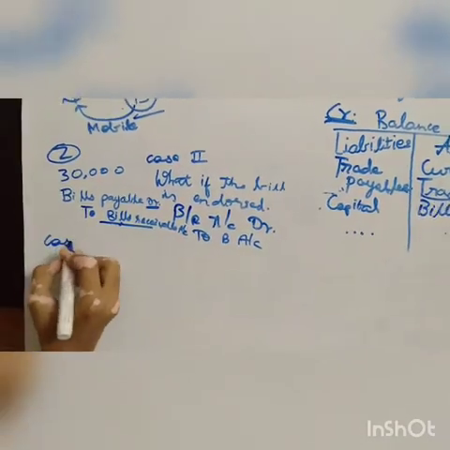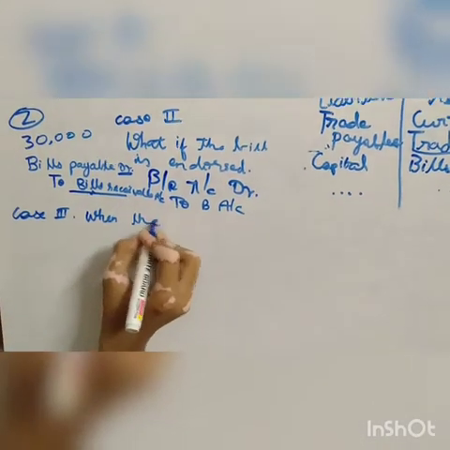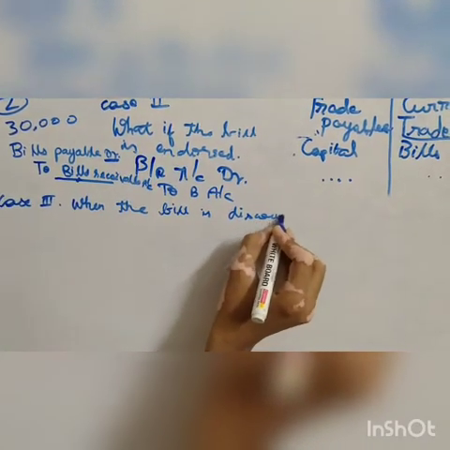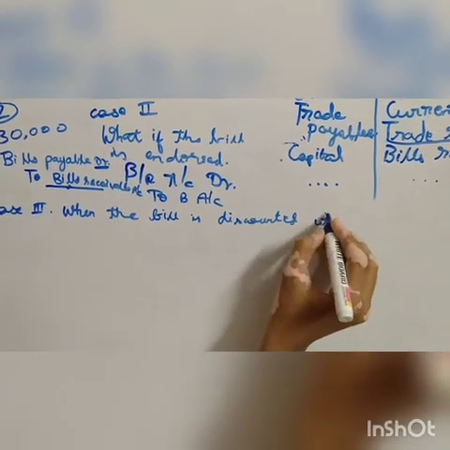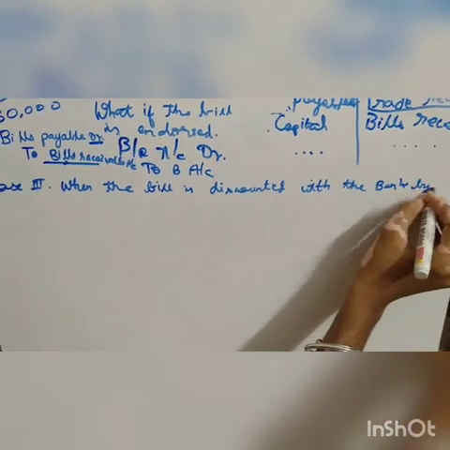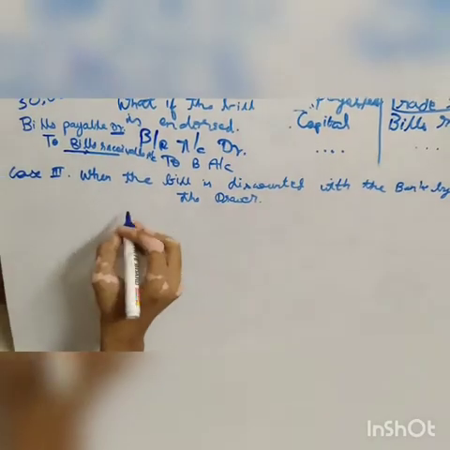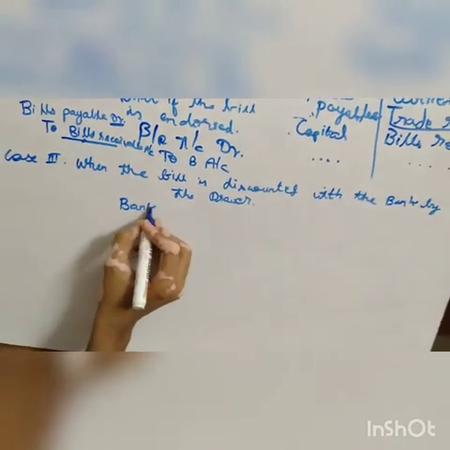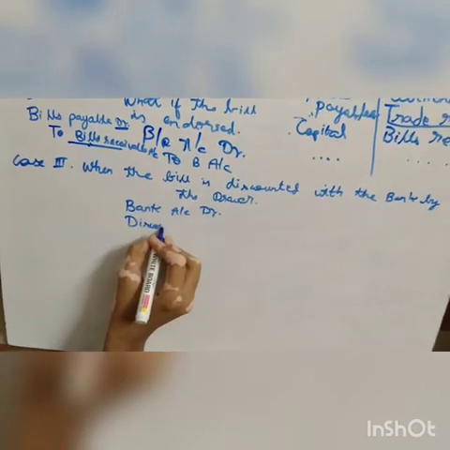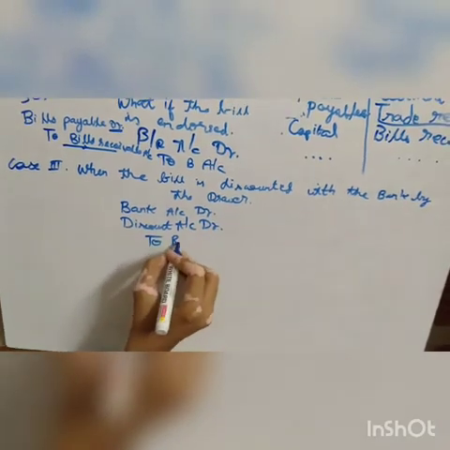When the bill is discounted with the bank by the drawer, then the entry is bank account debtor, discount account debtor, to bills receivable account.